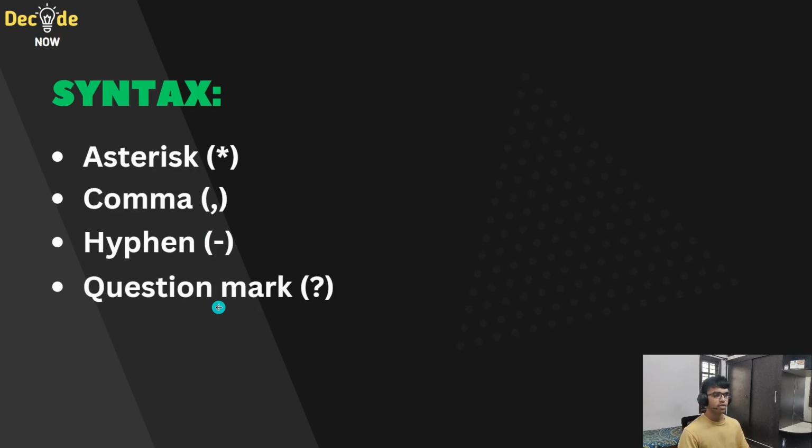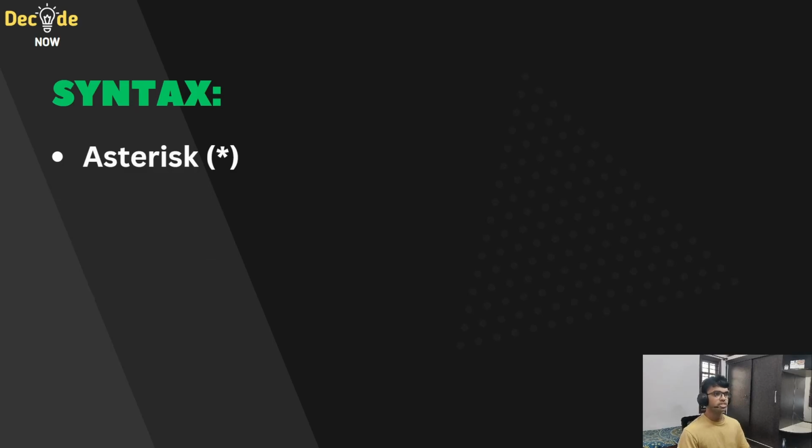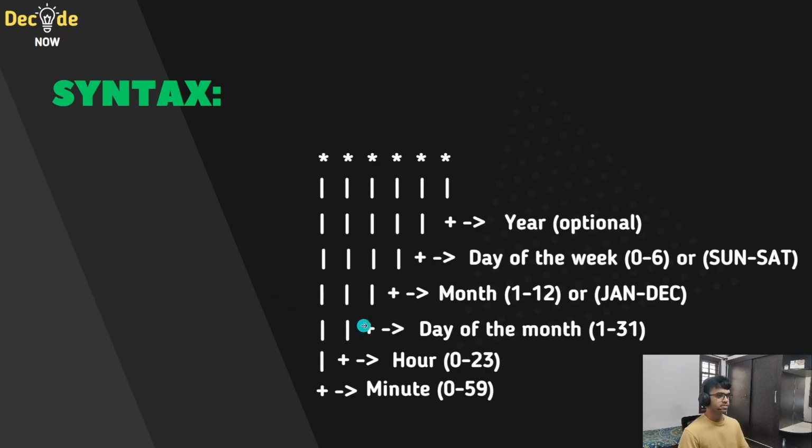Next we have question mark. Question mark represents no specific value, and this particular question mark can be applied only on two fields, that is day of the week and day of the month. Let me just explain it with the help of an example. Suppose I want to run a particular cron job on 10th of the month. So then I would say 10 in this particular day of the month field. I do not care whether that particular 10th is a Monday or a Friday or for that matter any day. So I would say 10 here and question mark here. So what I mean by that is on 10th, irrespective of whatever day it is, run this particular cron job.